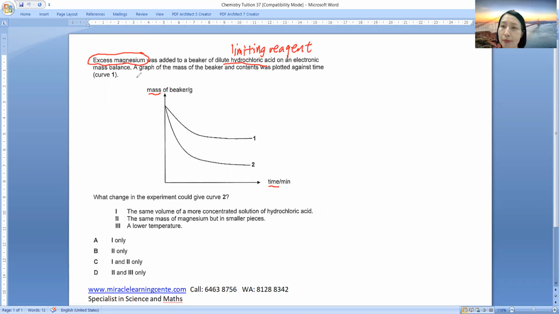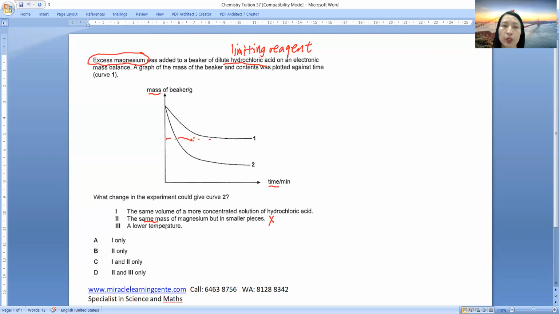Since hydrochloric acid is the limiting reagent, if you add the same mass of magnesium, it will still be in excess. So magnesium will not affect the amount of products being formed. That means number 2, you will still end up at the same line as number 1. Okay, you will not end up at number 2. So this part 2 is not correct.